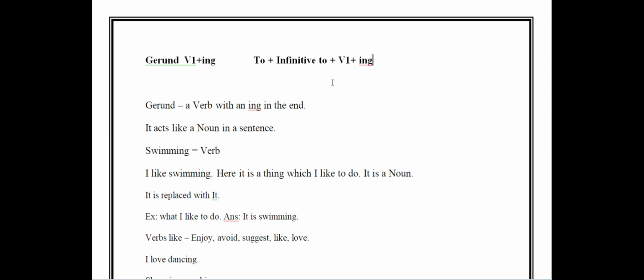What is to plus infinitive? How is it used in different contexts? And what are the standard examples? And based on the examples, you can develop your own sample examples. So here we go. Gerund.